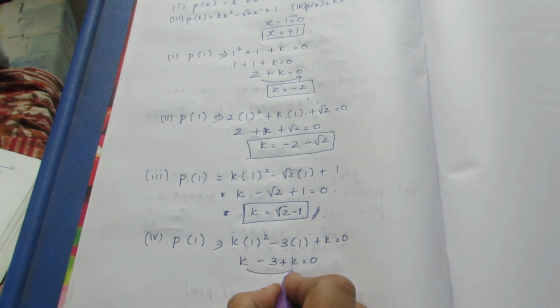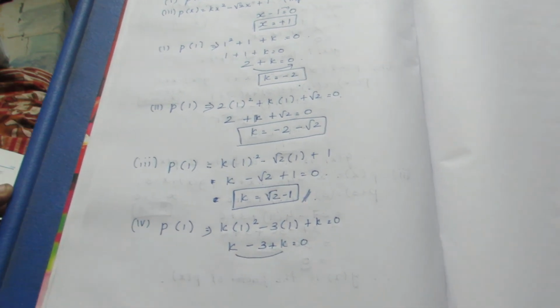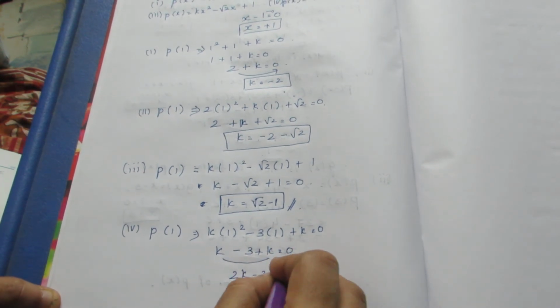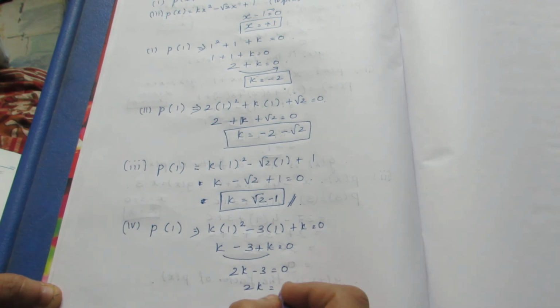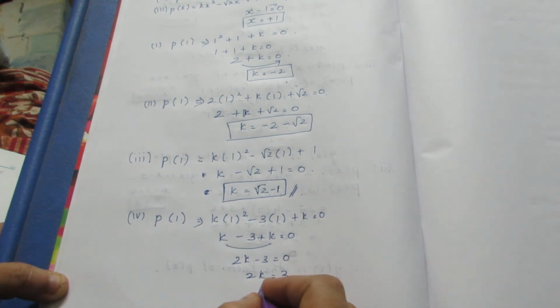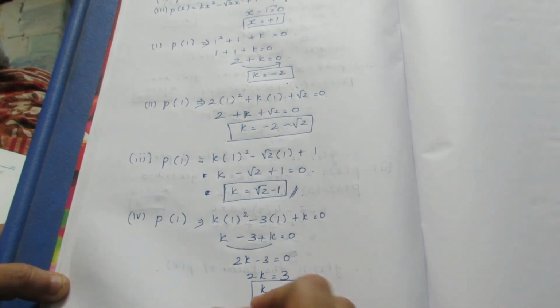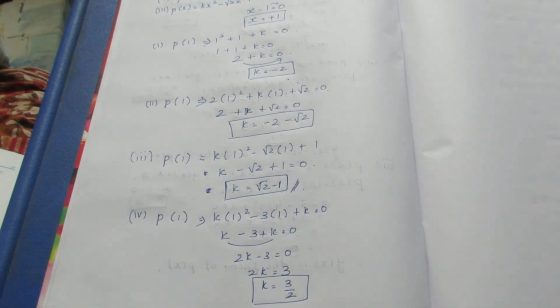We can add both k because it is a like term. If I add, it becomes 2k minus 3 is equal to 0. 2k equal to plus 3, k equal to 3 by 2. So the final answer for k is equal to 3 by 2.